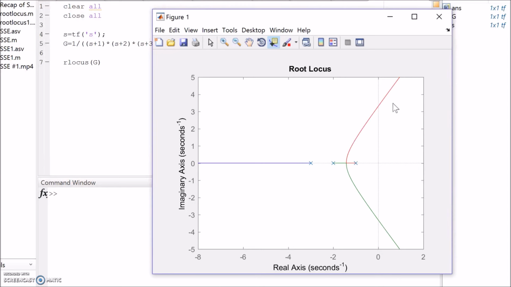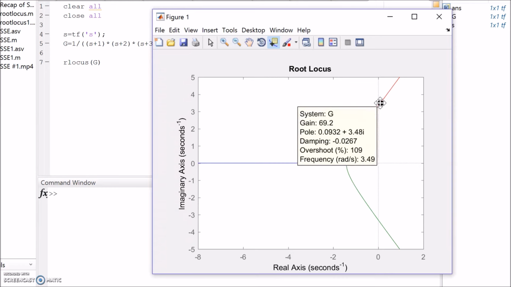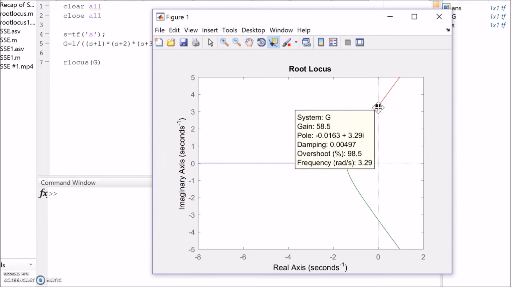So we can double check our imaginary axis crossing, somewhere about here. You can see that the real component is almost 0, and we have a value of 3.29i. That's pretty close to the 3.32i, so that's pretty good. The inaccuracy is just because we're not exactly on our imaginary axis.